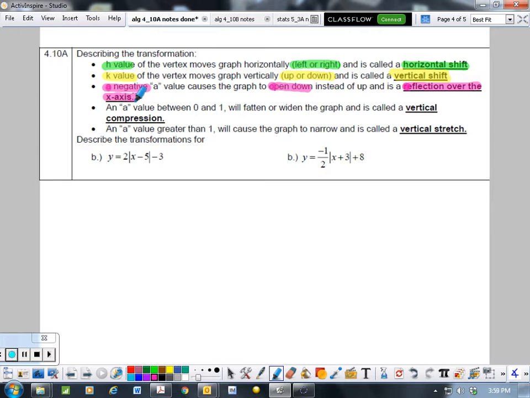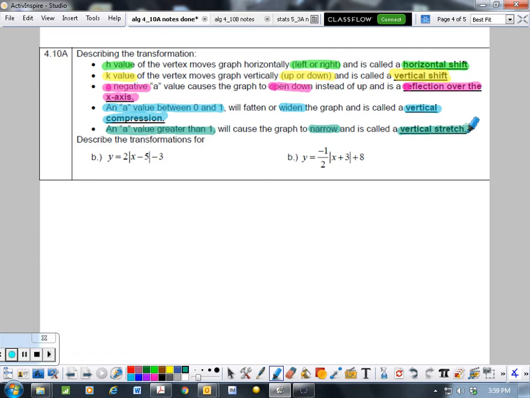And then we have an A value between 0 and 1. So these are our small numbers. It's going to widen my graph, and that's what we call a vertical compression. Because remember, those numbers came down lower than my original graph, and so it pushed out that graph and made it wider. And then we also had an A value greater than 1. That's going to cause it to become more skinny, more narrow, and that's called a vertical stretch.